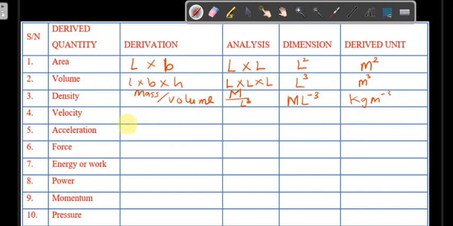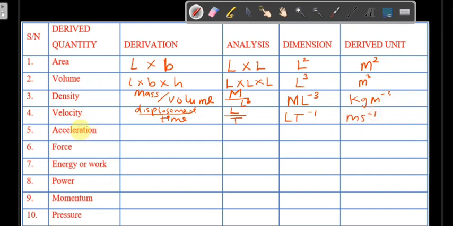Then we'll go to velocity. Velocity is displacement over time. Displacement is still length, so this will be L for length, and time is capital letter T. So the dimension is going to be L over T. Each time you see this slash, you change it to minus 1, so that's LT minus 1. The unit of length is meters, and the unit of time is seconds, so we have meters per second.